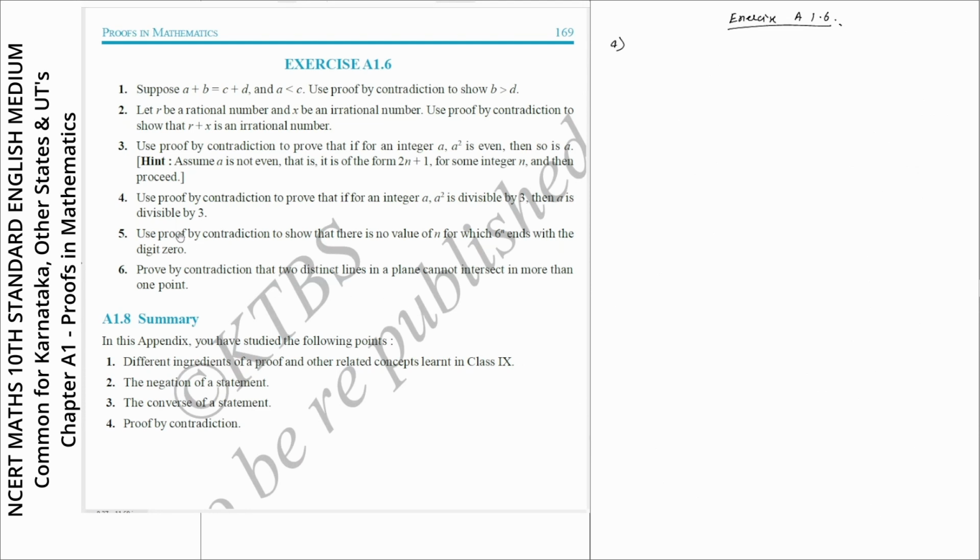Exercise A 1.6, question number 4. Use proof by contradiction to prove that if for an integer a, a square is divisible by 3, then a is divisible by 3. So here given that a is an integer and a square is divisible by 3. These are the two hypotheses given in this question. Hypotheses are nothing but statements which are either true or false. Here the hypothesis is assumed to be true. So a is an integer and a square is divisible by 3. We should prove that a is also divisible by 3. That's the question. Okay, so proof.